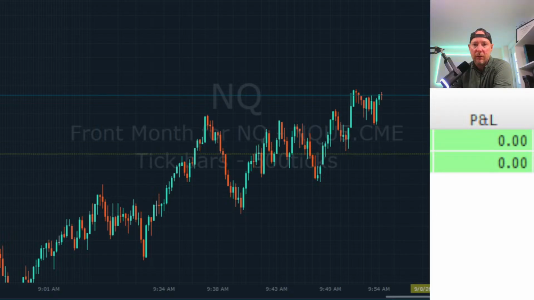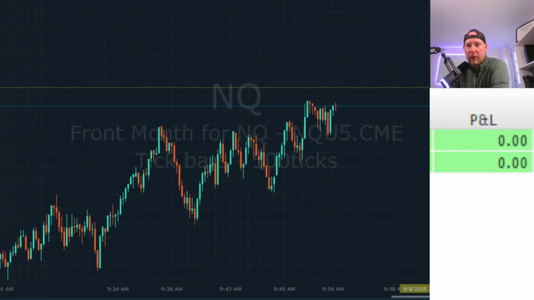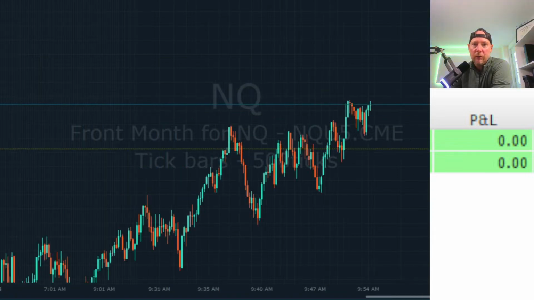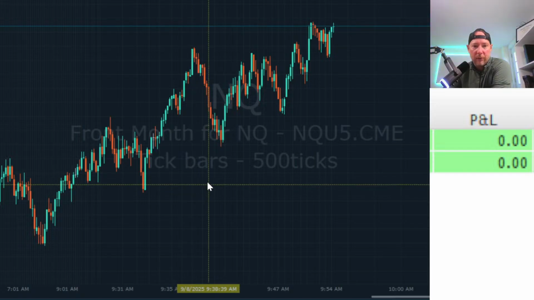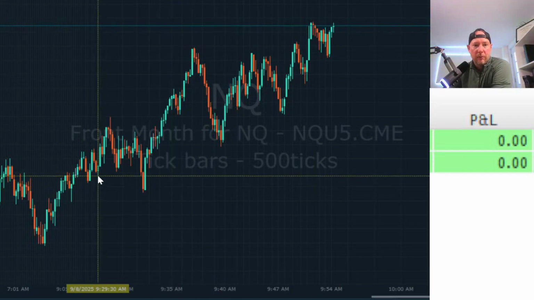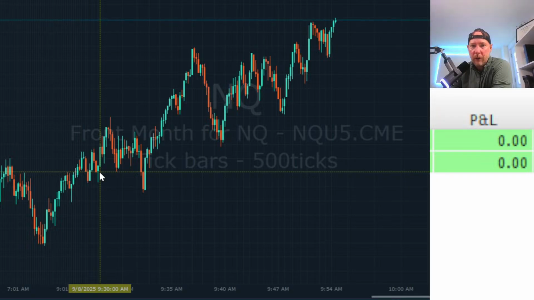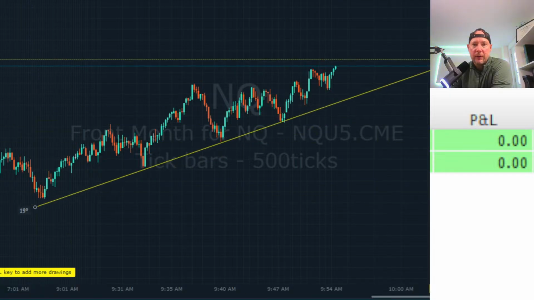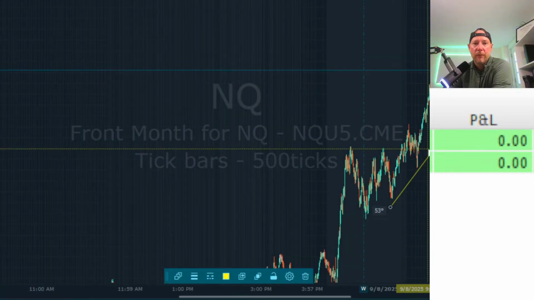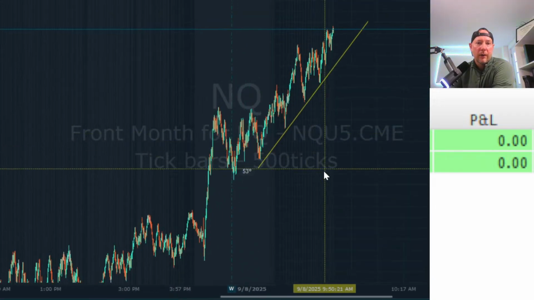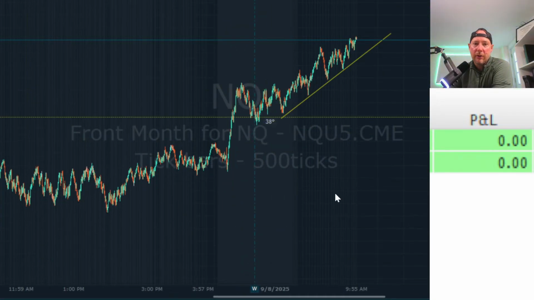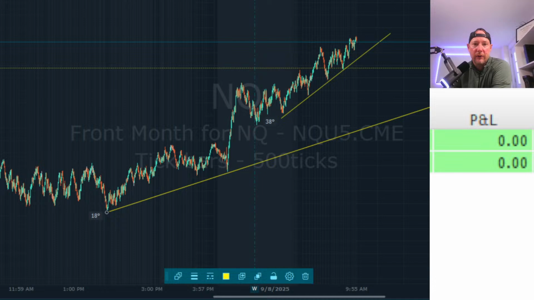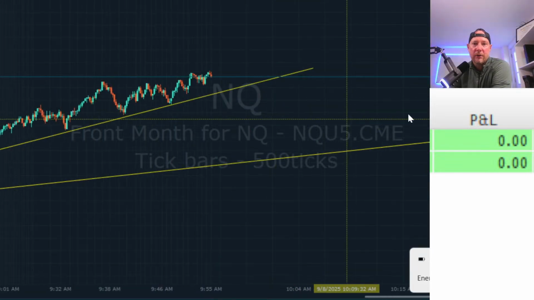All right, so let's start looking at this chart. Again, we're looking at a 500 tick bar chart. Market opened around here, and we kind of just went up the whole time since then. Let's see, this is kind of our trend line. All right, the market has been kind of parabolic here, going up non-stop. Let's get an idea what the market is doing. All right, so we've kind of been going up.